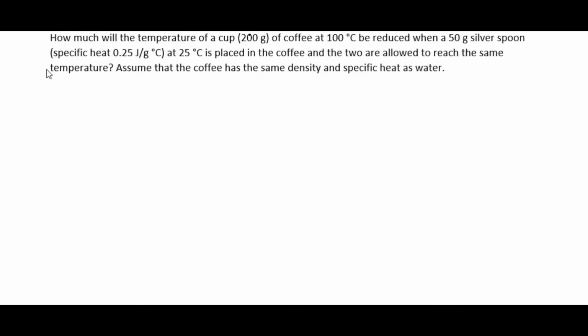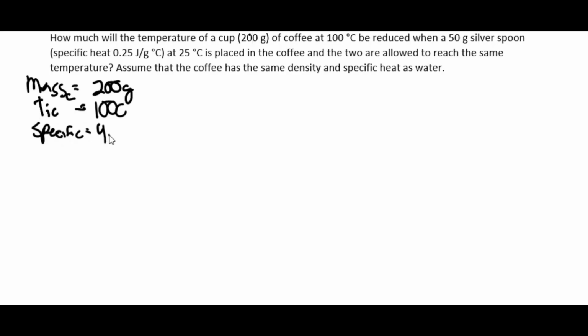So, let's set up the equation. So, mass of coffee is 200 grams. Initial temperature of coffee, 100 Celsius. Specific heat, it's 4.18. Why? We have to assume that the specific heat of water in coffee is just the same. So we're missing final temperature.